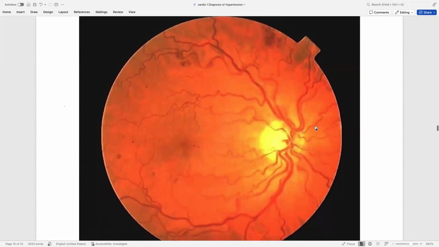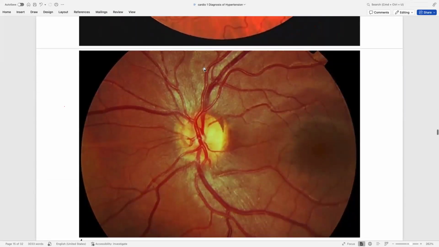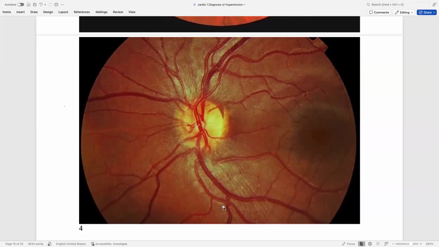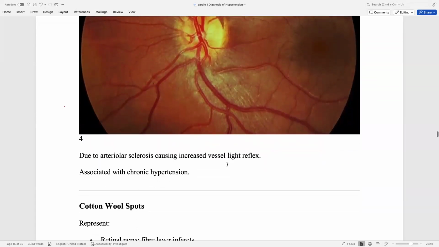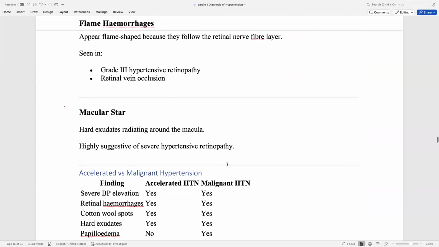This is silver wiring. Here you can see, it is like there are wires on the two walls, like a silver sheath, a silver color inside the arteries. Then cotton wool spot and flame hemorrhage, macular star.